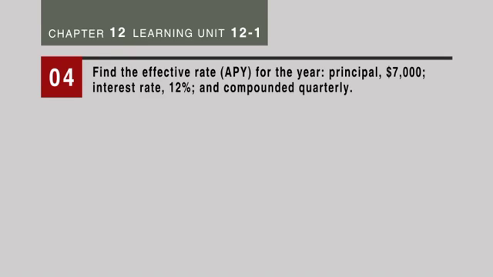For number 4, we're going to find the effective rate, the APY, for the year with principal at $7,000, interest rate at 12%, compounded quarterly. Again, we have to calculate the number of periods and the interest rate per period. So we've got 12% divided by 4 is 3% per period, and we have 1 year times 4, so 4 periods. So we'll look up 4 periods at 3% on the future value table, and we'll have 1.1255.